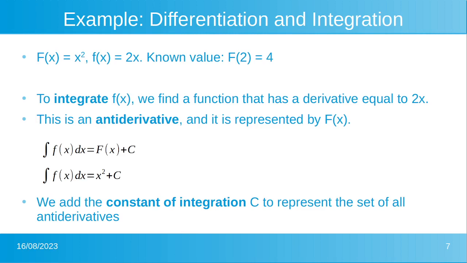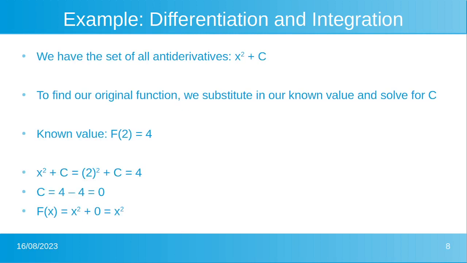Well, we know that one of the antiderivatives of 2x is x squared. So we can substitute that in, and we've got the indefinite integral of f of x with respect to x equal to x squared plus c. So we've added that constant of integration to represent the set of all antiderivatives. So we have the set of all antiderivatives, x squared plus c.